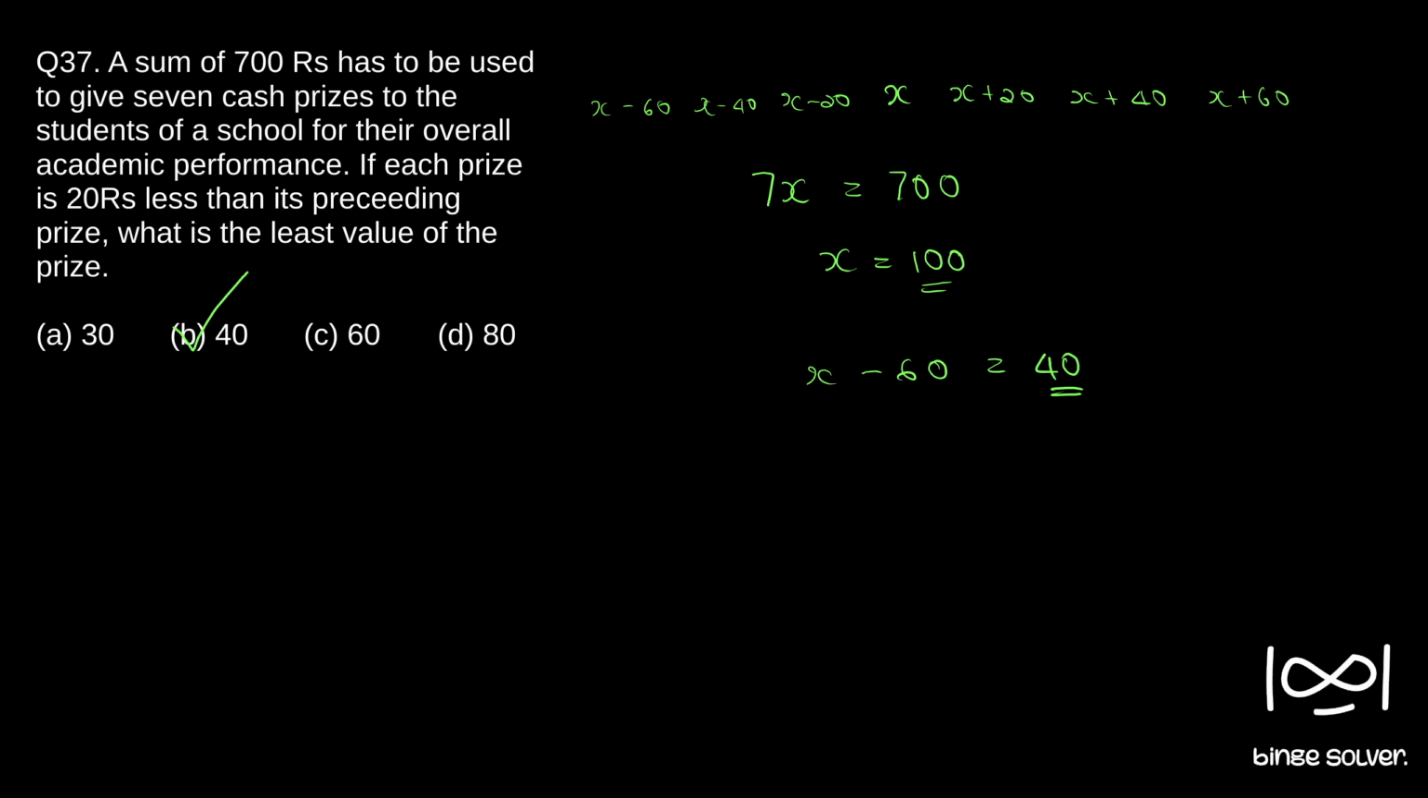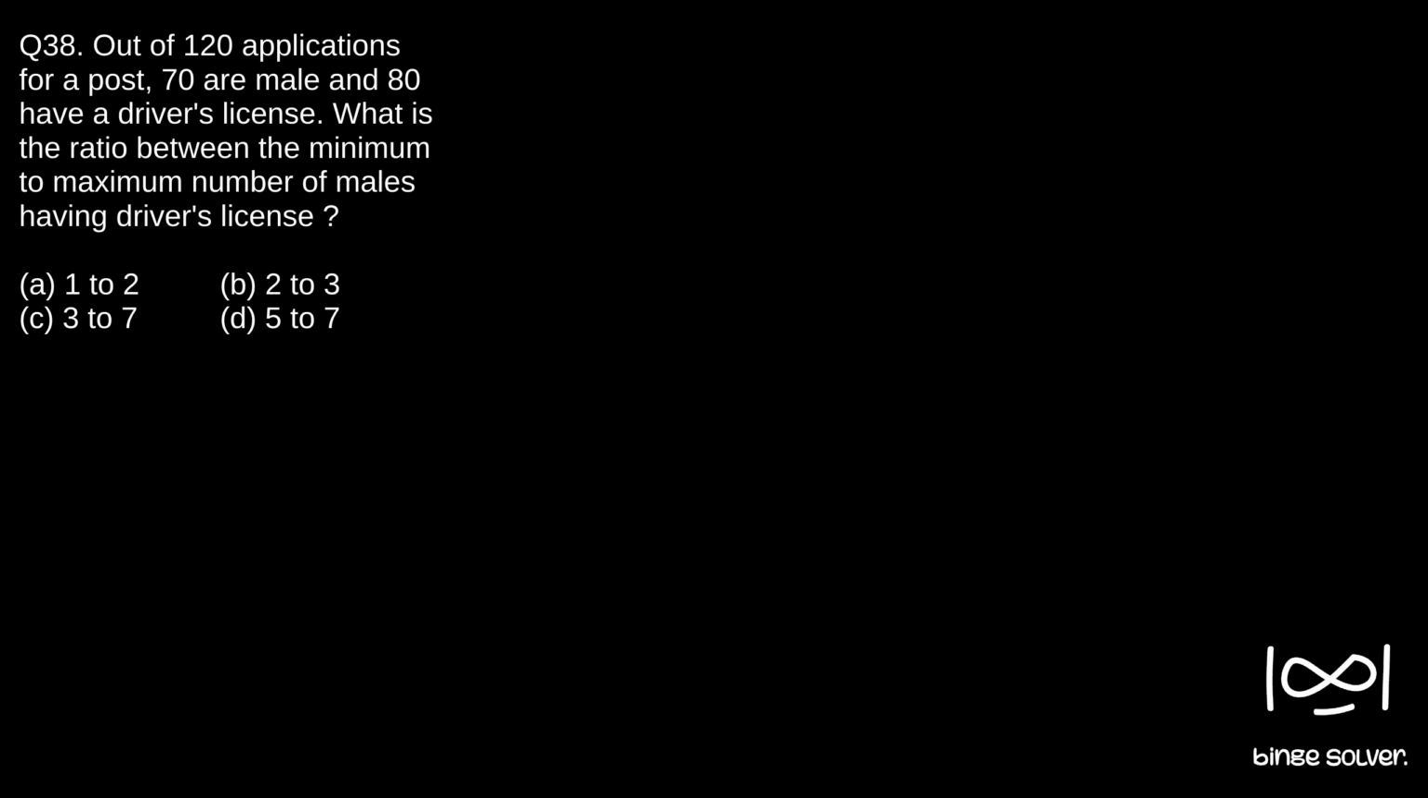Next question, question 38. Out of 120 applicants for a post, 70 are male and 80 have a driver's license. What is the ratio between the minimum and maximum number of males having a driver's license? So the question asks for the minimum to maximum possible number of males having a driver's license, and that ratio. There are 120 applicants, and we know that 70 are males, and 80 people have a driver's license.